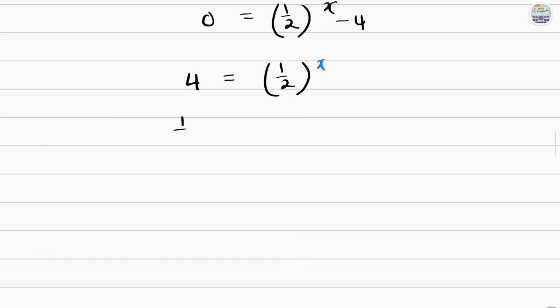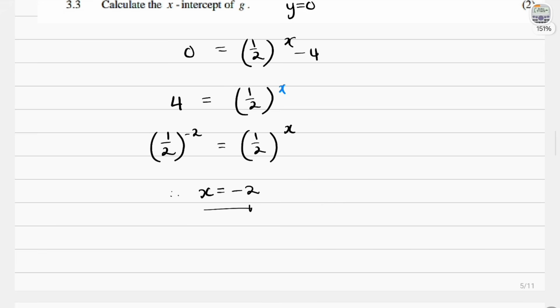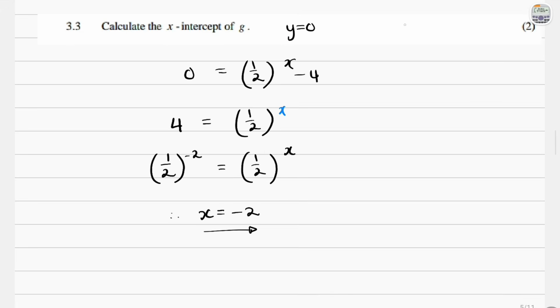So this is 1 over 2 to the power of negative 2, and that is equal to 1 over 2 to the power of x. And now the bases are the same. You can equate the exponents, so x is finally equal to negative 2. And that is our x-intercept. Okay, moving on to the next question.